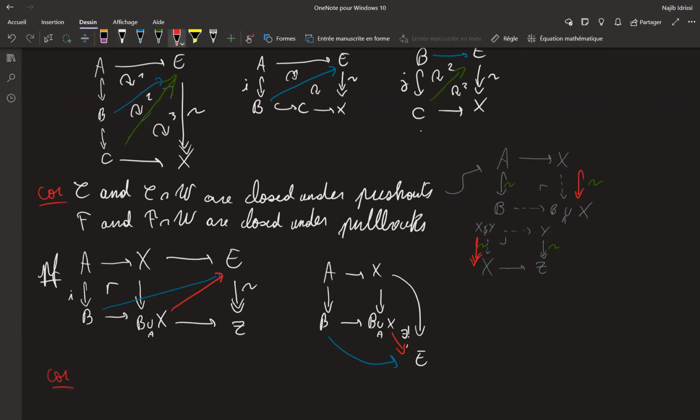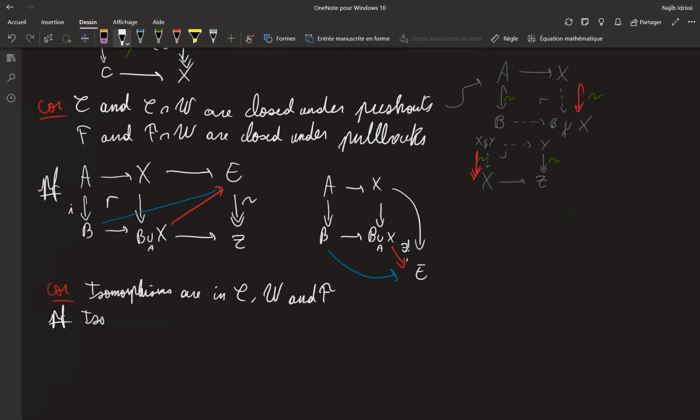Okay, one last corollary, and then we can have a little break, and we can ask questions or go have a break. Isomorphisms are in C, W, and F. And the proof is that isomorphisms lift against anything.